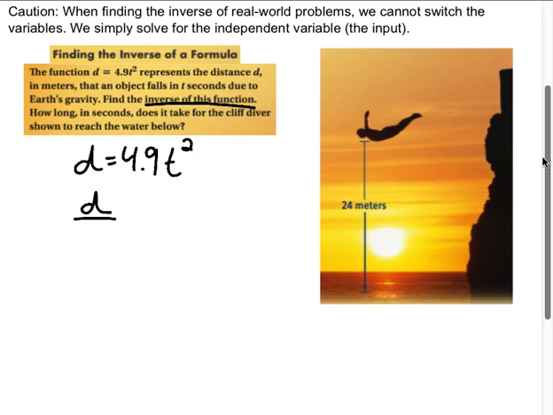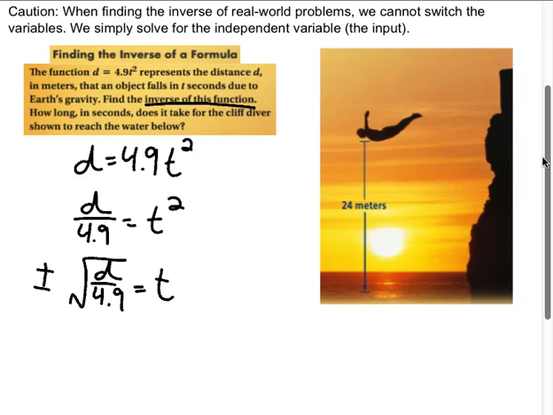So for example, I would divide by that, and then I would square root. Technically, we should have a plus or minus out there. However, because it's a real world situation, it wouldn't make sense to talk about negative time. So for this real world circumstance, I'm going to neglect that plus or minus simply because you're not going to have a negative time in the real world.